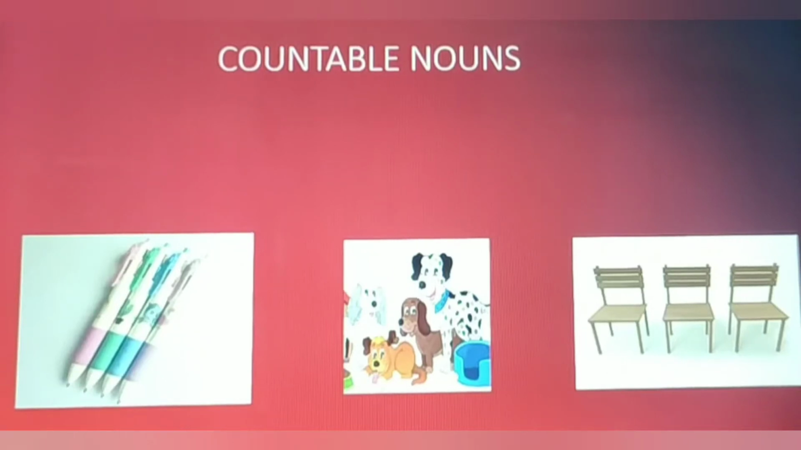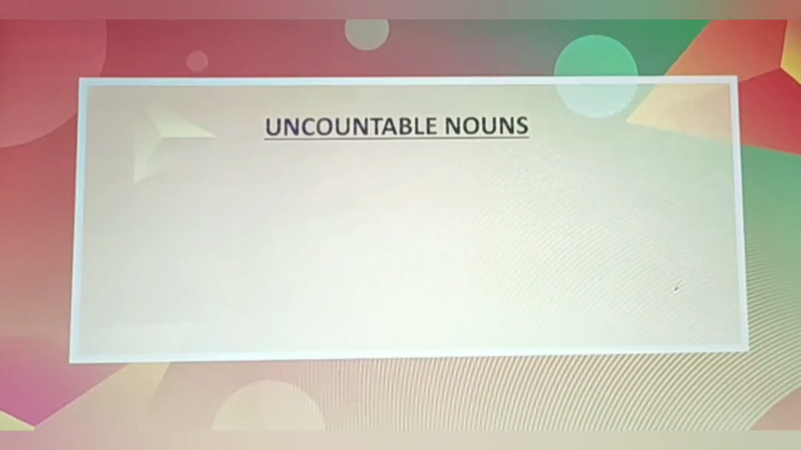Dog. 1, 2, 3, 4. There are 4 dogs in the picture. I have 4 dogs. Chair. 1, 2, 3. There are 3 chairs in the hall. Right, so all these are countable nouns. Let's move on to the next type of noun, that is uncountable nouns.